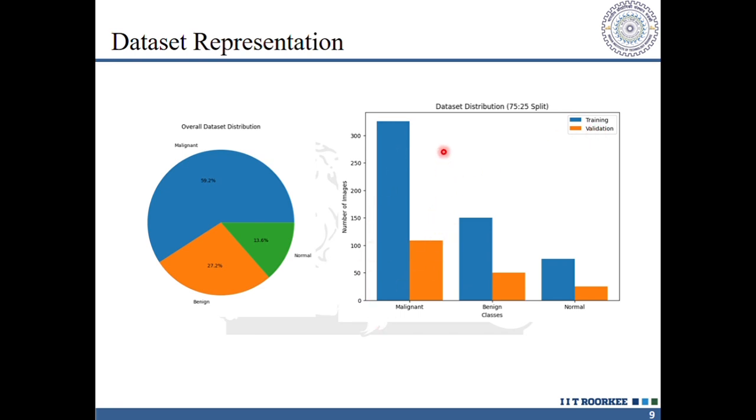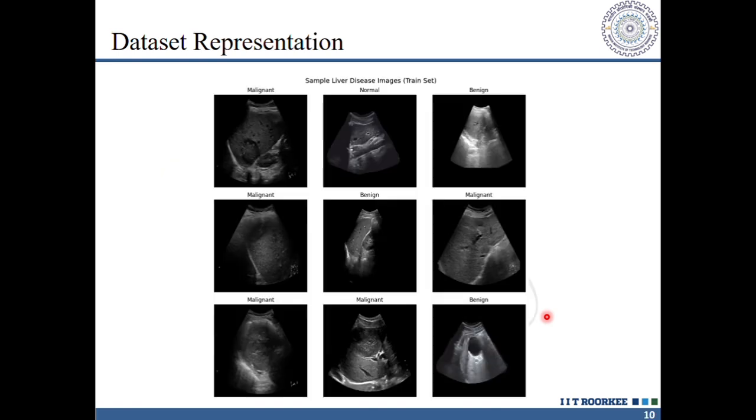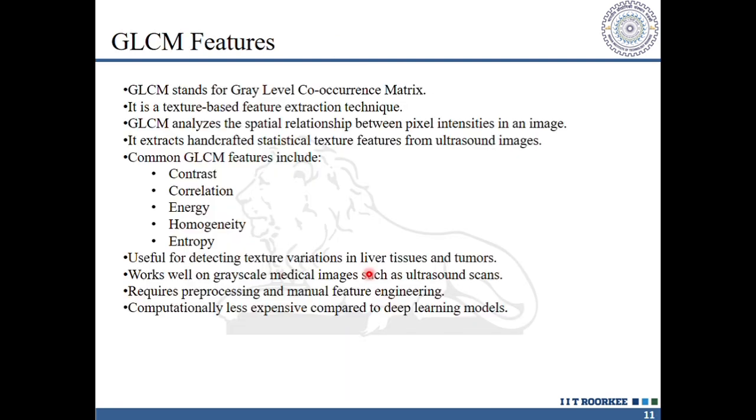It means 300 plus images we have used to train our model for malignant, and almost 100 images for validation. Same for benign and normal. These are examples of some liver images from the train set: malignant, normal, benign. These are some images shown.